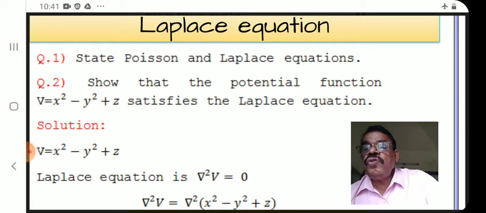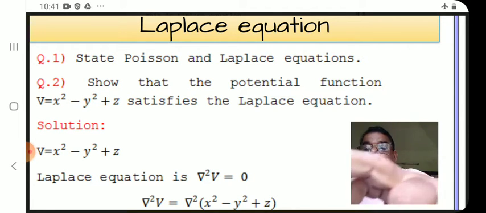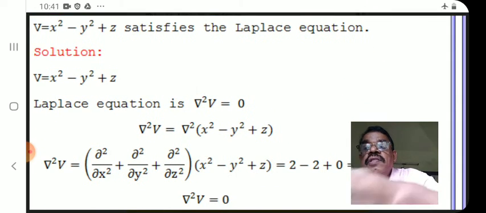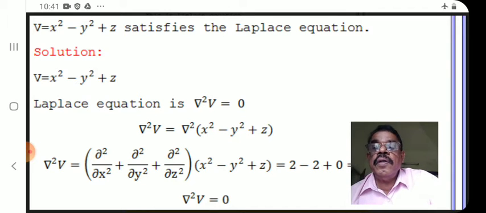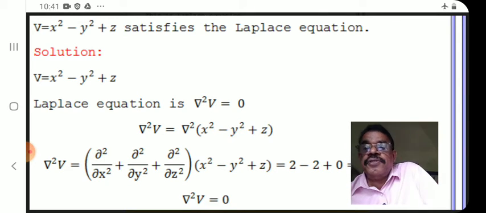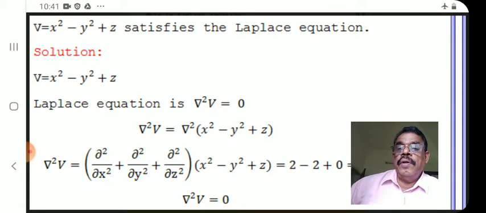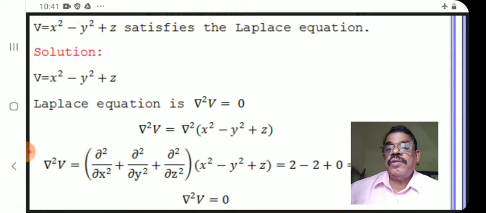Solution. V is x square minus y square plus z. Laplace equation is del square phi is 0, or del square V is 0. You put V in its place. Del square V is equal to del square of x square minus y square plus z. You write the expression for del square. Del square V is dou square by dou x square plus dou square by dou y square plus dou square by dou z square of x square minus y square plus z.